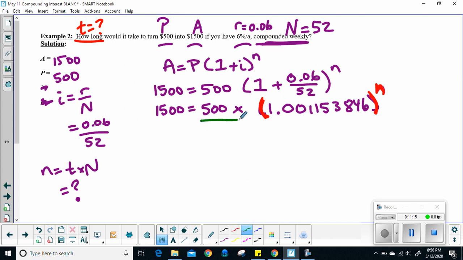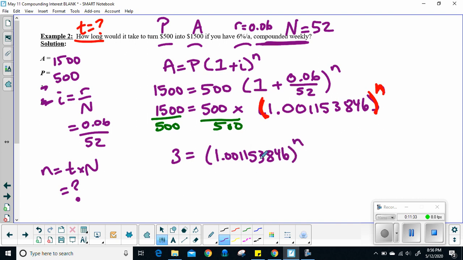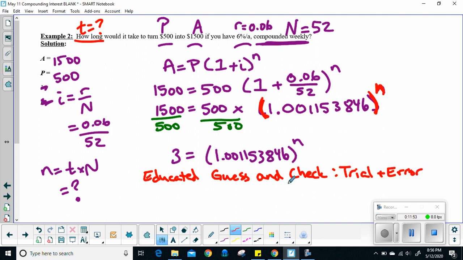You can divide both sides by 500 because that's the opposite of multiplying. So we can most certainly do that. And then 1500 divided by 500, well, that's 3, equals 1.001153846 to the exponent n. And the only way we can do this with our current skills is we have to do some educated guess and check. Educated guess and check, right? Trial and error. You cannot go further than that with the skills that we are learning in this course, so please don't.